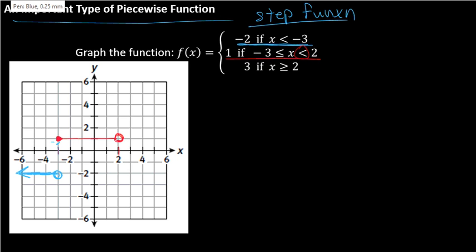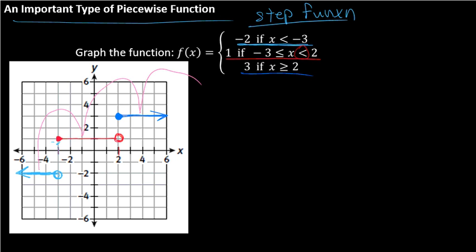And our last one, y, or f of x equals 3 if x is greater than or equal to 2. So y equals 3 if x is greater than or equal to 2. So we're going to use a closed circle because we're including, and we're just going to go off to plus infinity out this way. Okay, and you can see why it's called a step function, quote unquote, because we have steps, right? It steps its way up.